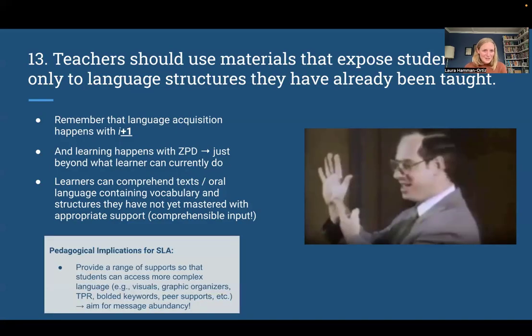So, pedagogical implications: provide a range of supports so that students can access the more complex language. So using visuals, graphic organizers, total physical response, bolding keywords, highlighting text, modifying text as needed, amplifying the meaning, having students work with a peer as a support, all of these different ways that we can make sure that the students can access more complex language so that they can be engaging with language beyond what they already know, right? Aim for message abundancy. How many different ways can you communicate the message to students?